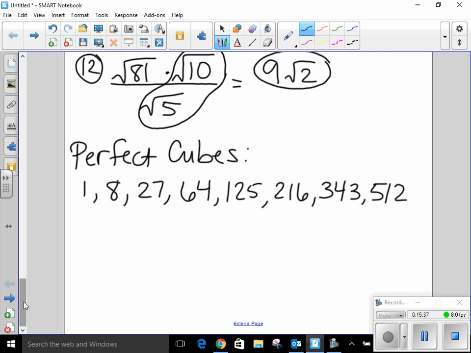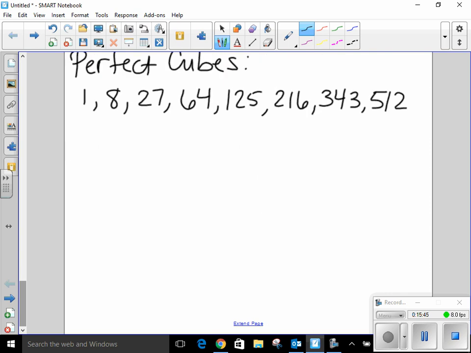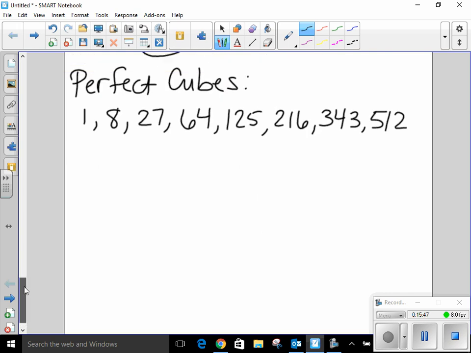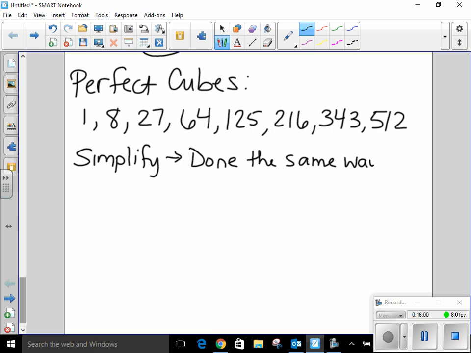You don't have to go up past 6 or 7 spaces just because you can use the calculator to get what you need from there on. They usually don't have numbers that divide into any of these below 216. Right, so if we want to take a look at it, the first thing we want to note is that when you simplify these, it is done the same way as square roots, but you use your list of perfect cubes.